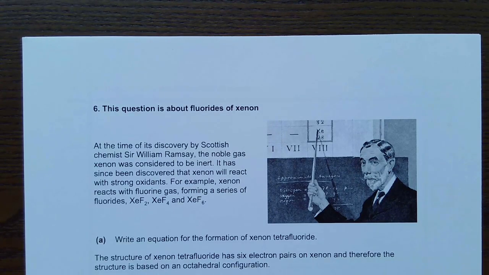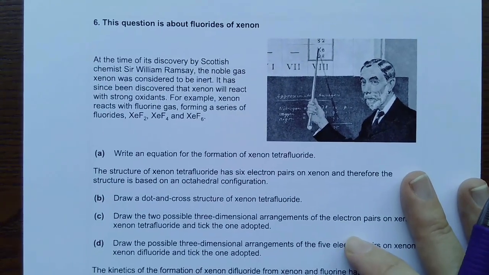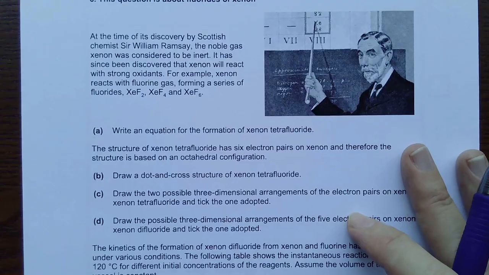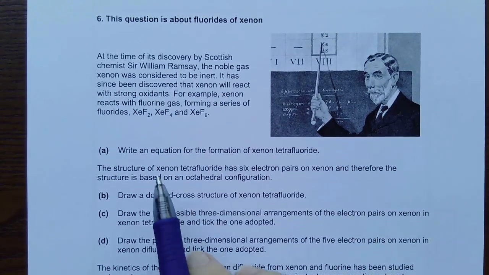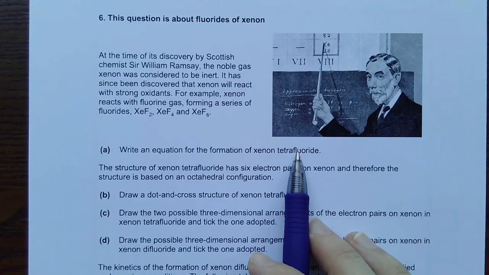2021 question number 6. Another great lesson in making sure that you read the full paper, because there are a lot of very easy marks hidden away at the end of 2021's paper. Very easy indeed, starting with: write an equation for the formation of xenon tetrafluoride.